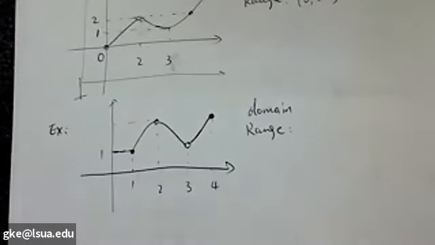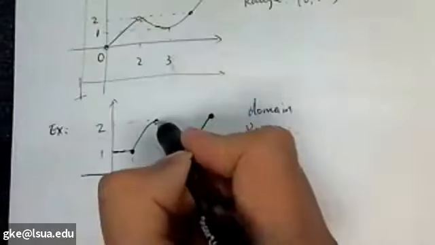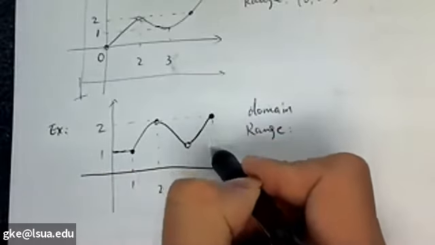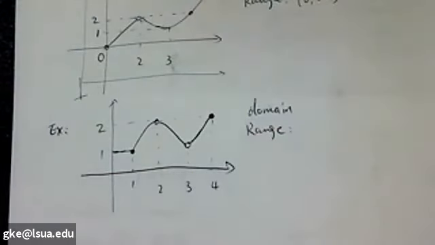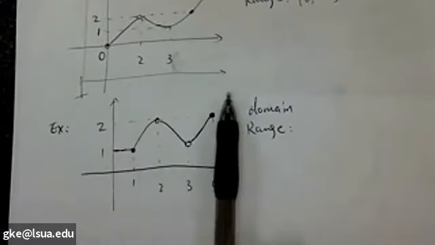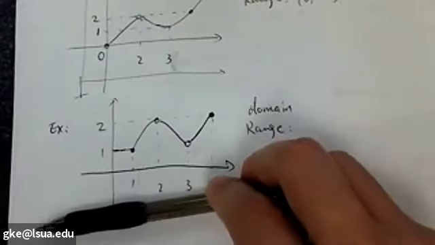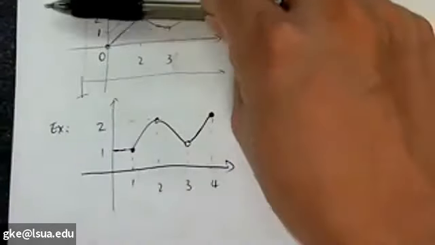Use the same strategy, okay? So here is a 2. And for the domain, you're gonna start here, right? From left to right. And for the range, from downside to upside, right?